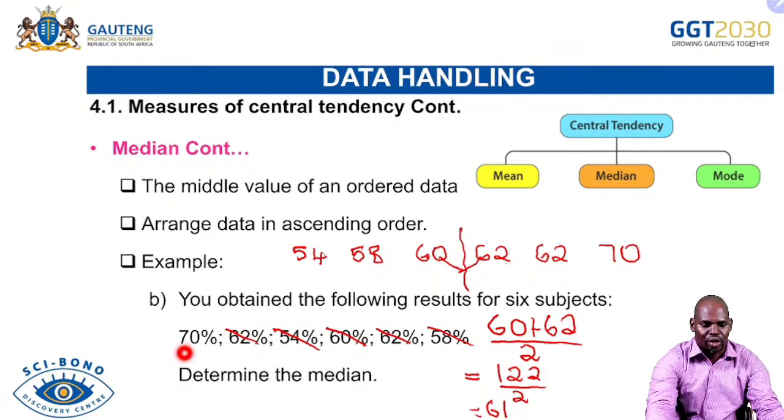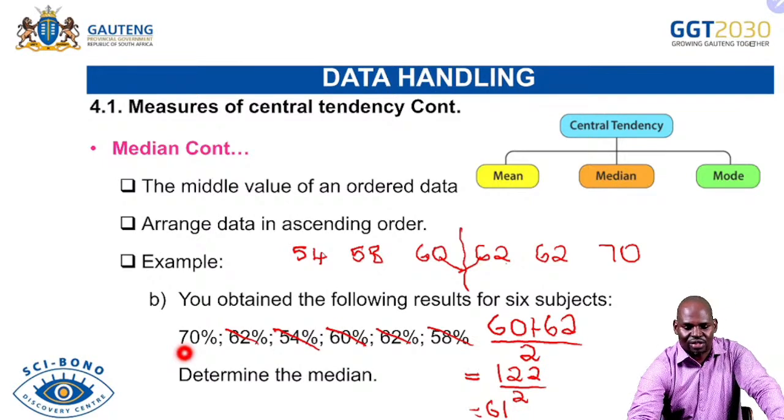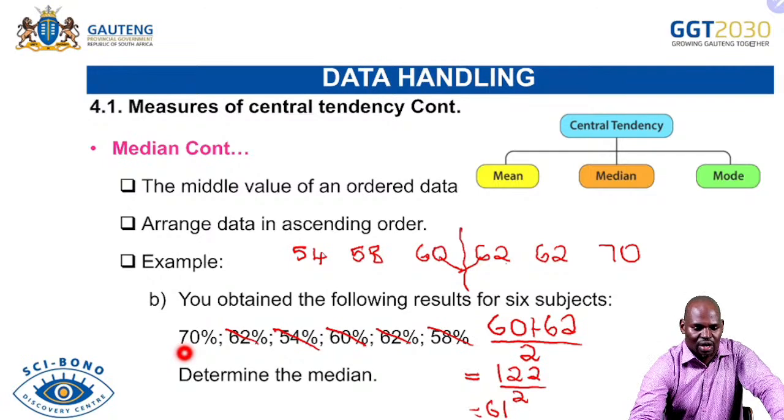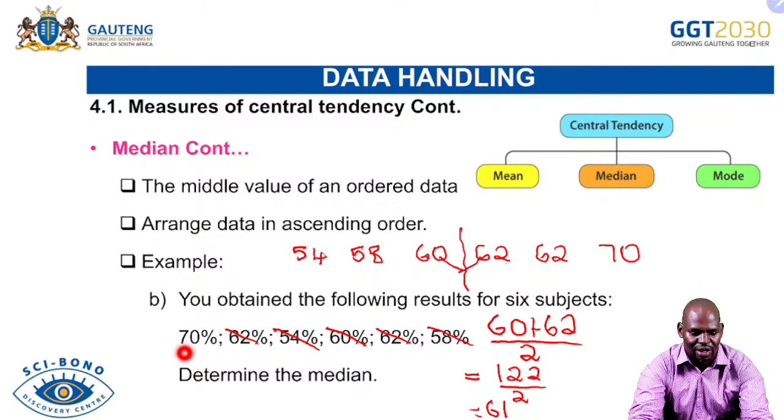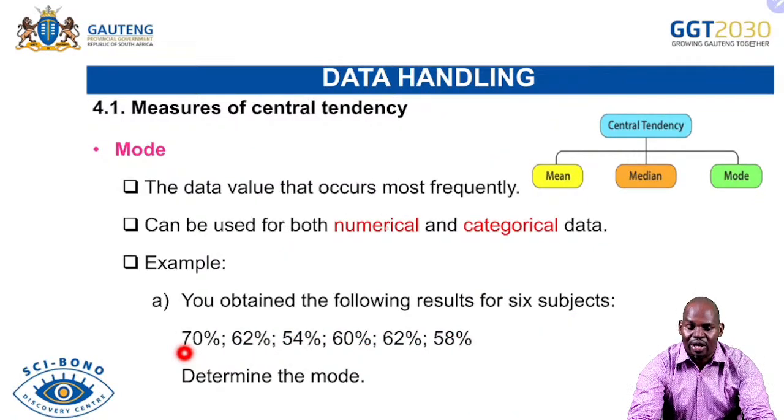We're now going to look at another measure of central tendency, which is mode. Mode is the data value that occurs most frequently, or the value or item that appears the most. It can be for both numerical or categorical data. Now let us look at the example. You obtain the following results for 6 subjects: 70, 62, 54, 60, 62, and 58.